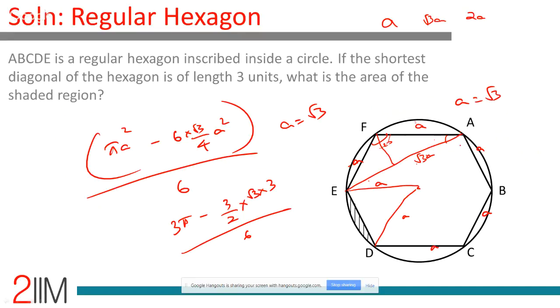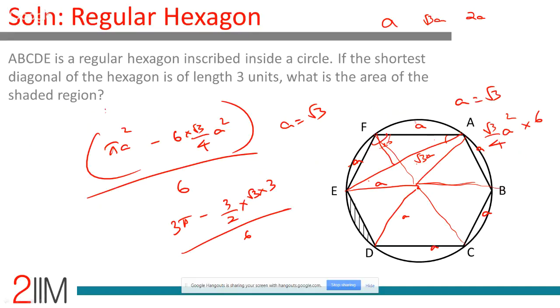A regular hexagon is just 6 equilateral triangles around the center point. So all of these will be equilateral triangles. One equilateral triangle of side A is given, area is root 3 by 4 a square. 6 of these will be this into 6. The radius of the circumscribing circle will also be A. Area of that circle is pi A square.